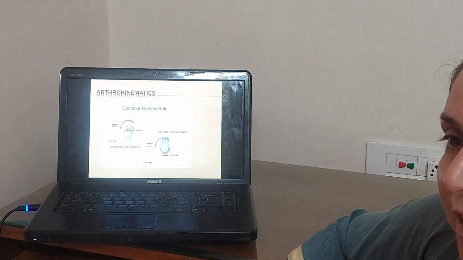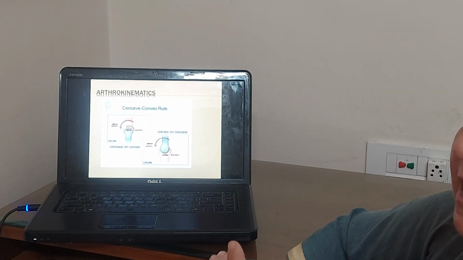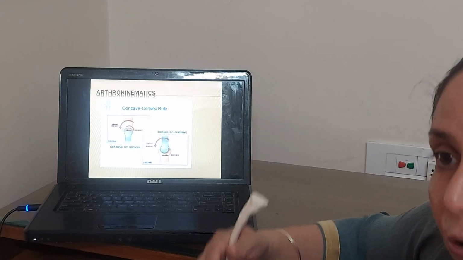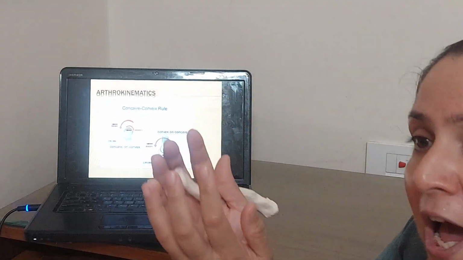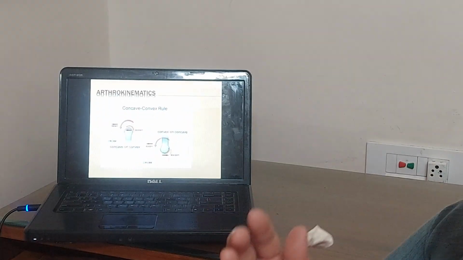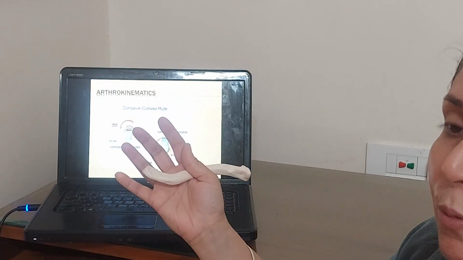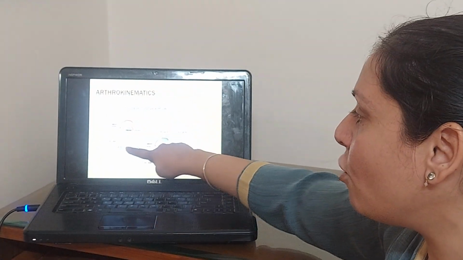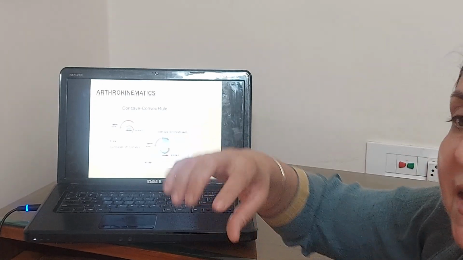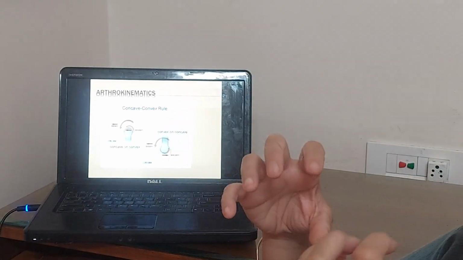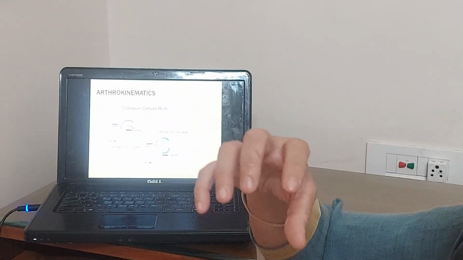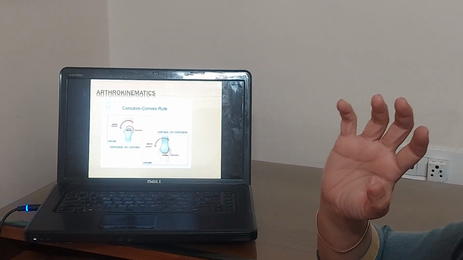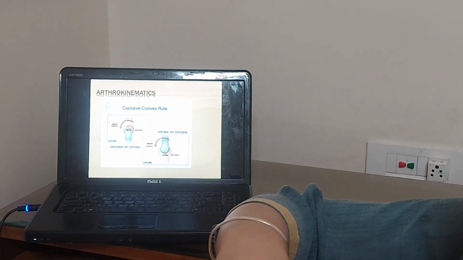In other words, the bone movement we say as osteokinematics, and the joint movement we say as arthrokinematics. That is, the intra-articular movement is called arthrokinematics and the extra-articular movement is called osteokinematics. Then we can say that in concavo-convex position, when the concave surface is moving on a convex bone, the arthrokinematics is the same as osteokinematics, that is, the movement inside the joint will be the same as that of the bone.